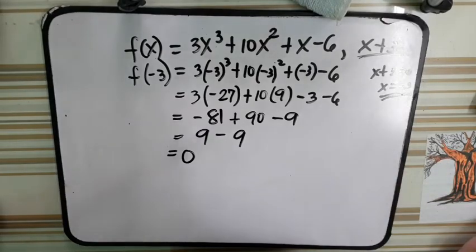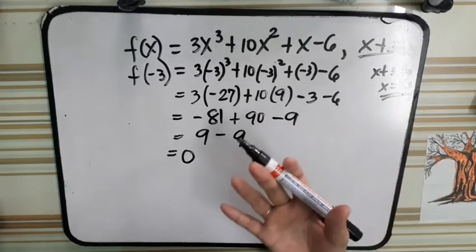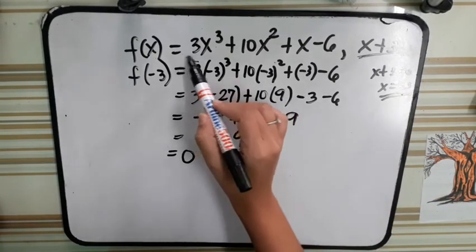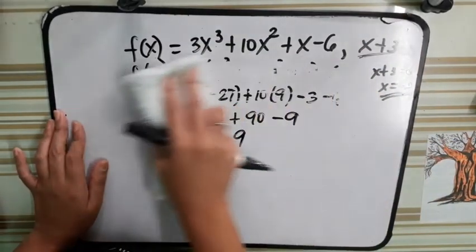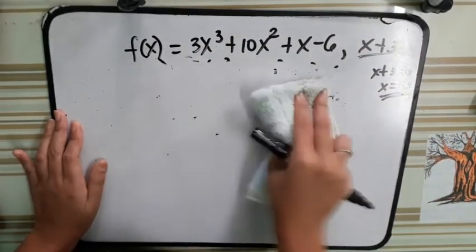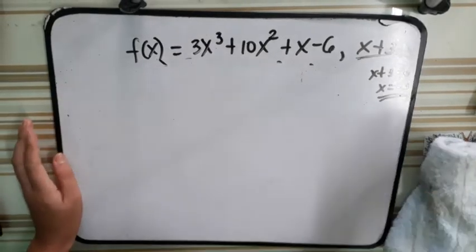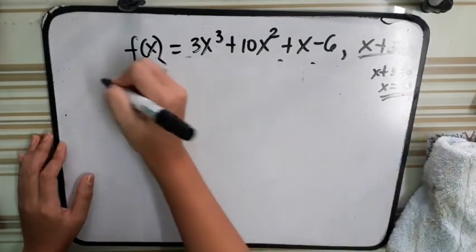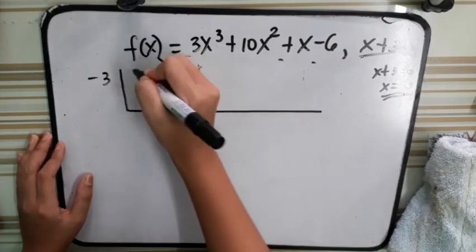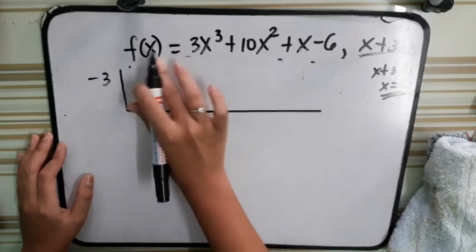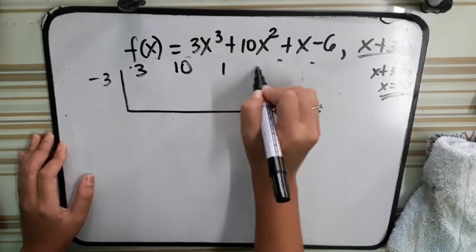Now, we need to find the rest of the factors. In order for us to do that, we need to divide the given polynomial by the factor. So let's use synthetic division here. In synthetic division, we're going to use negative 3. Then afterwards, we need to get all the coefficients of our terms. So this is 3, 10, 1, and negative 6.